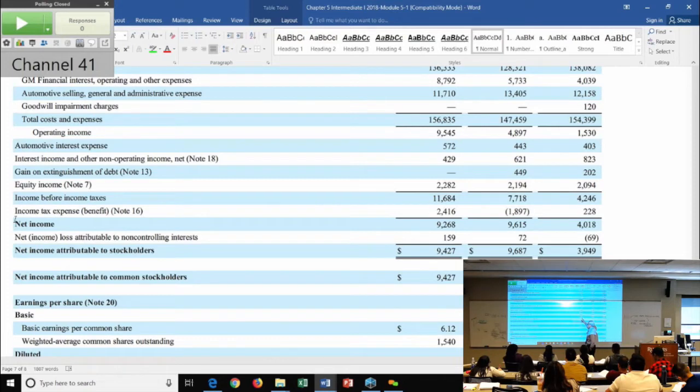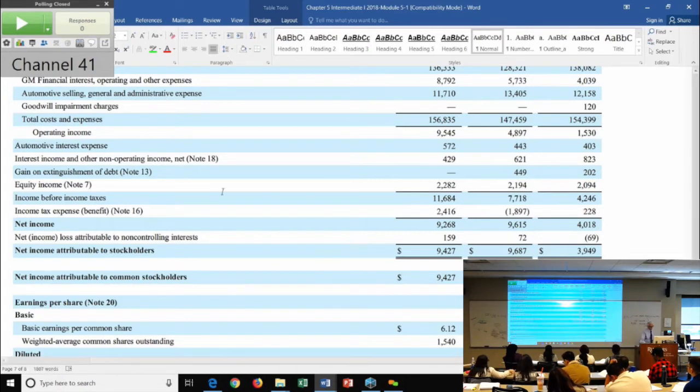Their net income is $9,268,000. There's also a non-controlling interest, which is something you'll see in advanced accounting. Non-controlling interest basically represents, if General Motors owns 90% of a subsidiary, the non-controlling interest share of income, that's the other 10%. So we split the income between General Motors shareholders and the outside shareholders. This used to be called a minority interest, it's now called a non-controlling interest. And then right below the line, you see earnings per share.